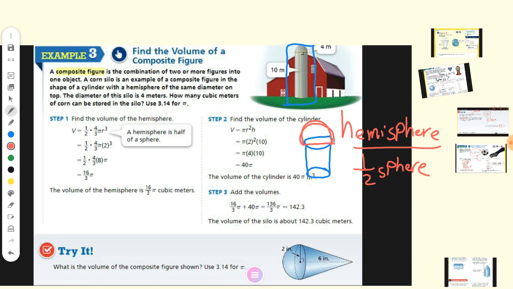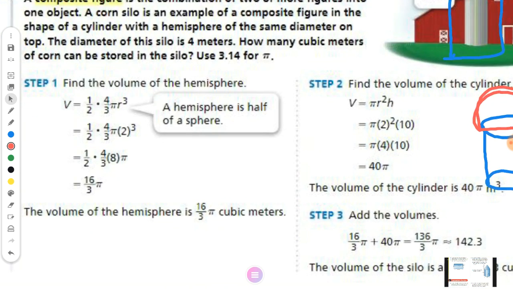So find the volume of the hemisphere, find the volume of the cylinder, add them together, and you'll find it. What is the volume of the hemisphere? The hemisphere is the same as the volume of a sphere but multiplied by half, because it's half. So it's 4 over 3 pi R to the power 3, multiplied by half.